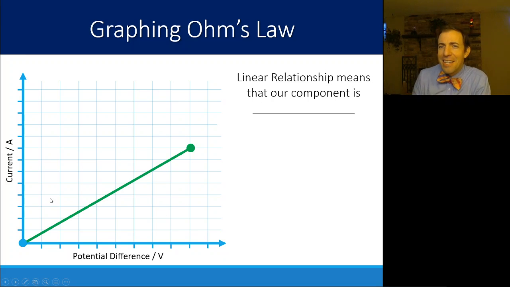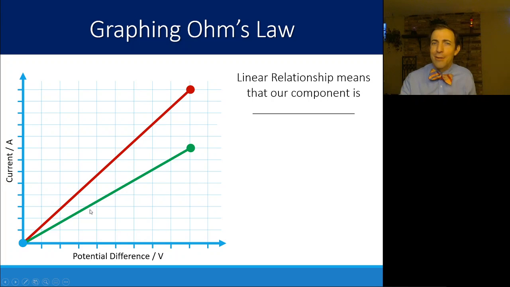Well, if you put in a different resistor in its place, you're not going to get exactly the same current for the same amount of voltage. Instead, you might get something that looks like this. Both of these are linear relationships, so we would call that component ohmic, because it follows Ohm's law in this linear fashion, and the resistance isn't changing.